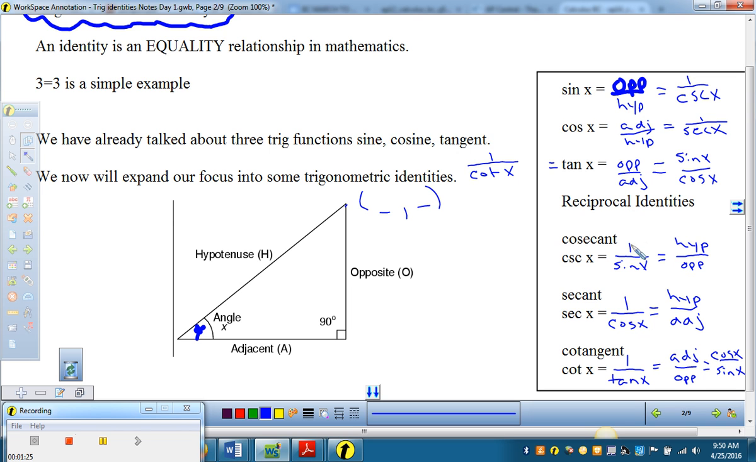So those are the first common identities, the 2, 3, 4, 5, 6 set of identities. Now we're going to move on to the Pythagorean identities, which are the last 3. So do you have any questions on this page? We're about to on the next page.